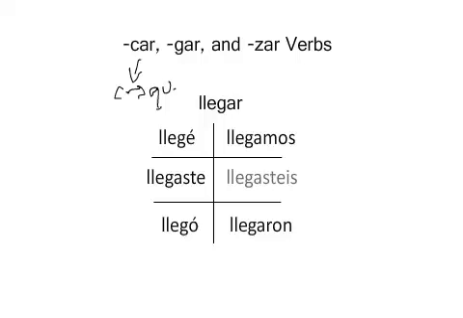So we're going to do a similar thing here. This time though we don't have to change the G. We're just going to add the letter U after the G because GU gives us a G sound. The U is silent here. So now we have llegué instead of llegé. So similar to what we had before with gar verbs, we're going to change the G to GU.